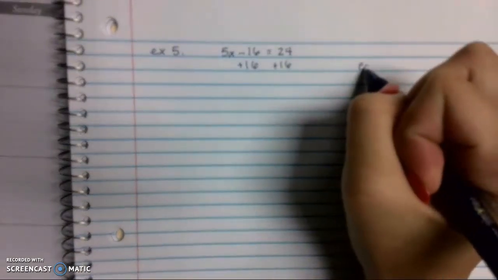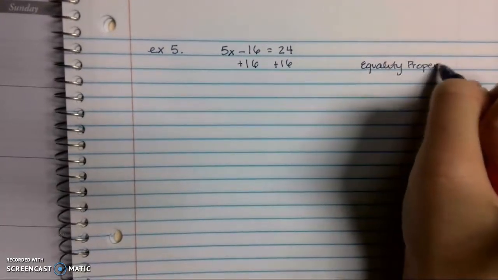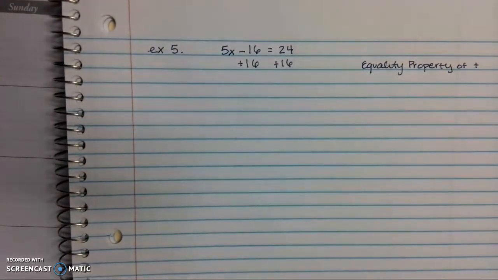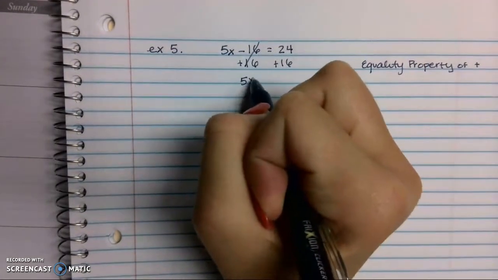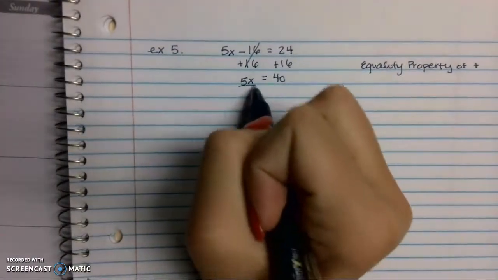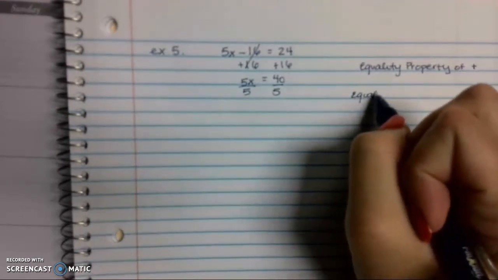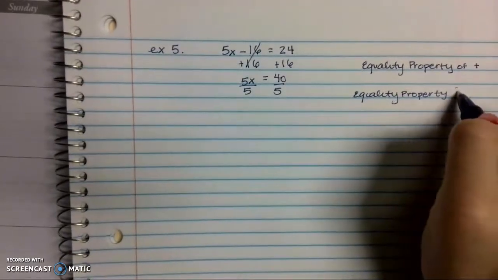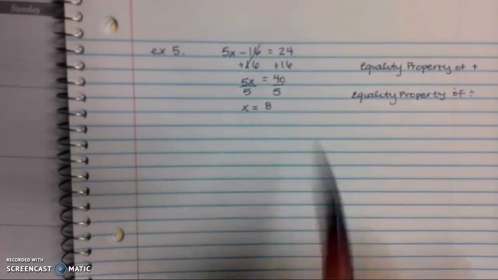So I'm going to put that over here. So equality property of addition, just so I have it in my notes. Oh, I'm running off the screen, so I'm just going to do the sign there. And then those are going to cancel out, I'll be left with 5x is equal to 40. And then I'm going to do one more to completely solve for x. I'm going to divide both sides by 5. So again, that's going to be my equality property of division, because I divided both sides. And so my solution is going to be x is equal to 8.